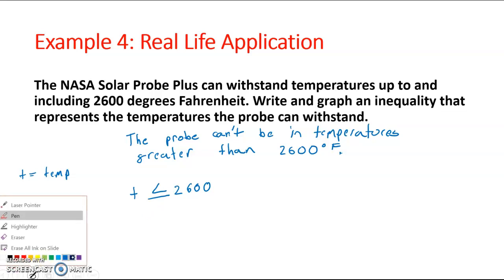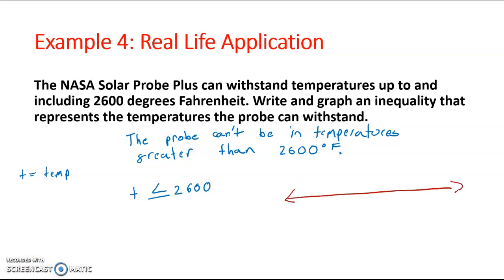All right, I'm going to use black. So I'm going to build a graph. Actually, I don't like that. So I'm going to build a number line. And your number line may slightly vary. It doesn't matter as long as you have the values included. And I'm going to just start with 2,600.